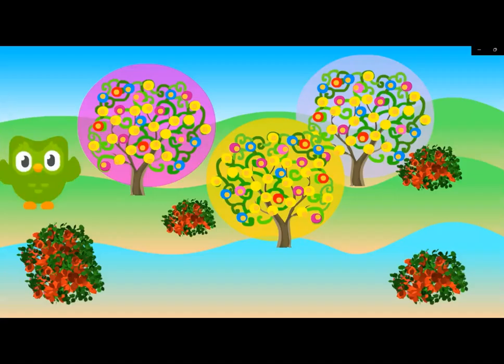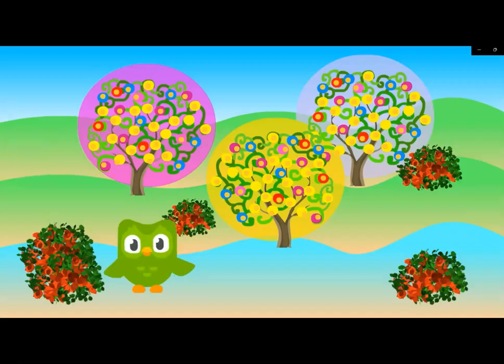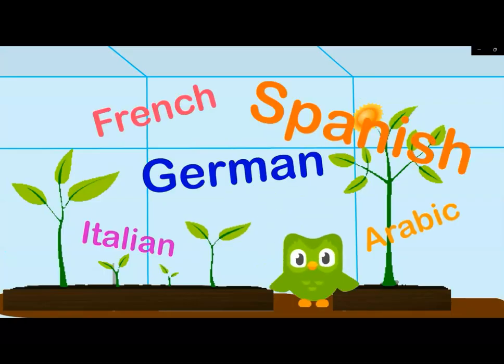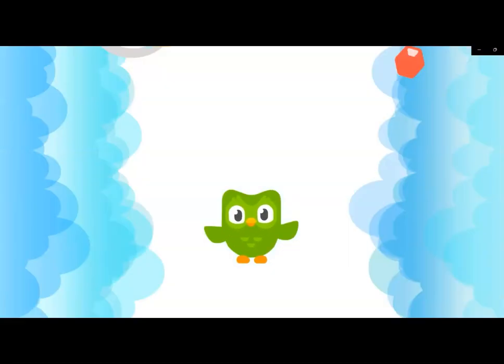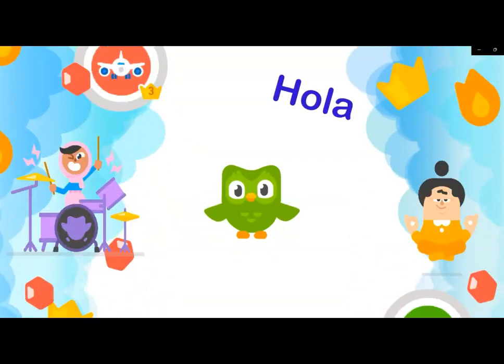Duolingo. It's the best way for you to learn another language. Duolingo!